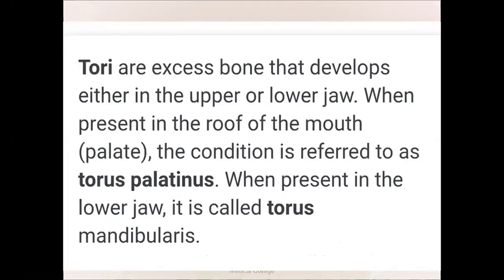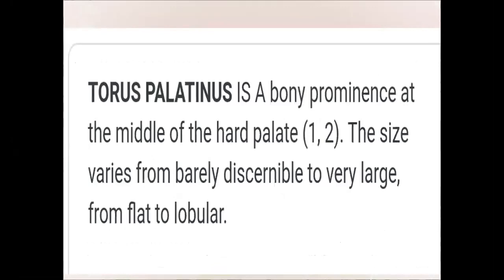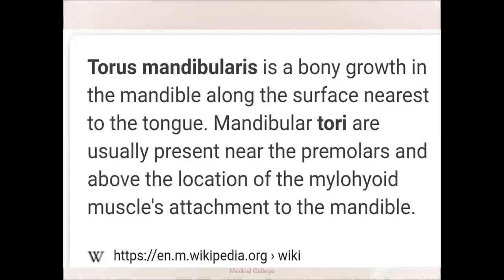Tori are excess bone that develop either in the upper or lower jaw. When it is present in the roof of the mouth, or palate, the condition is referred to as the torus palatinus. When it is present in the lower jaw or the floor of the mouth, it is called the torus mandibularis. Torus palatinus is a bony prominence at the middle of the hard palate. The size varies from barely discernible to very large, from flat to lobular. Torus mandibularis is a bony growth in the mandible along the surface nearest to the tongue. Mandibular tori are usually present near the premolars and above the location of the mylohyoid muscle attachment of the mandible.